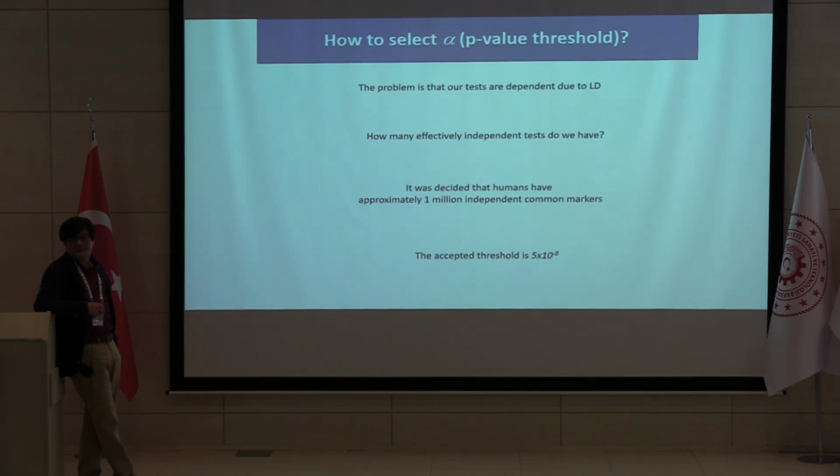Only common. For rare variation, it's a different threshold because this logic doesn't work anymore. So it turns out that the human genome has effectively 1 million common markers. So the accepted threshold, the standard 5% threshold, turns out to be 5 times 10 to the minus 8. This works. Now the major reason the community believes in this simple idea and nobody's working on more complex methods is because it's working.